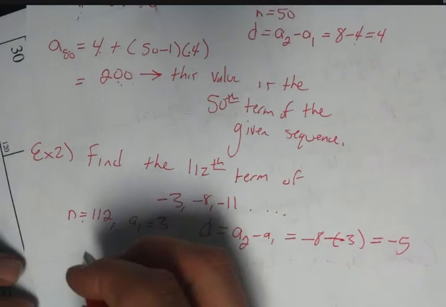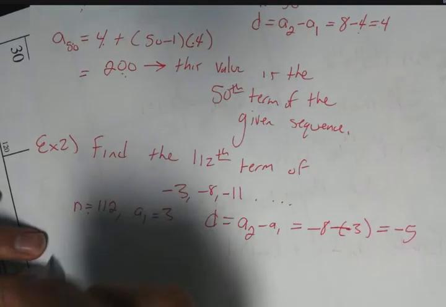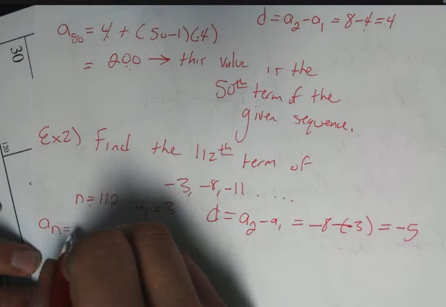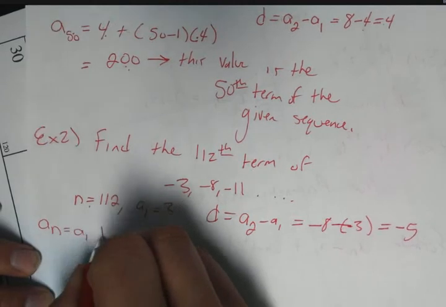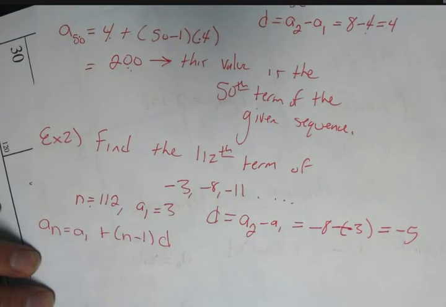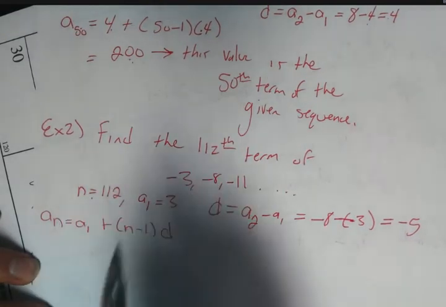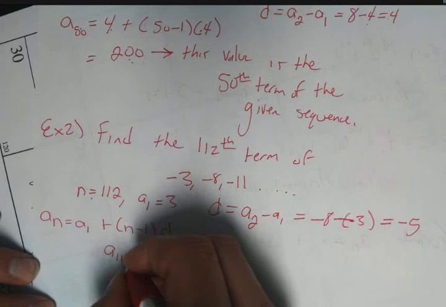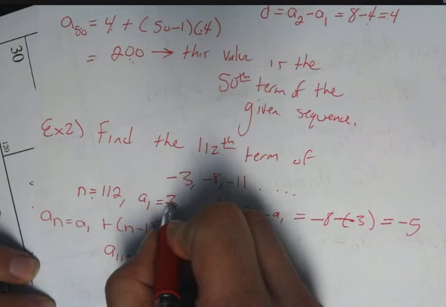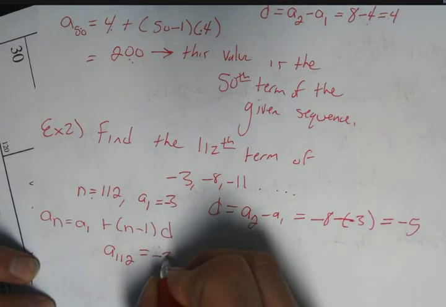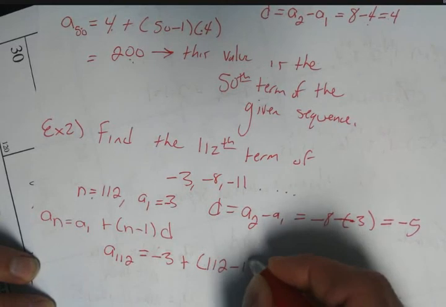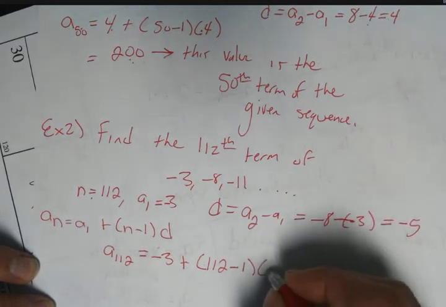So let's take our formula. I'm going to write it down here again so that we can take a look at it. It's nice to understand the formula and to know what it looks like, because if you know what it looks like, then you can fill it out easily. So a sub n, we know n is 112. So right now we are looking for the 112th term. a1 in this case, if you notice I forgot my negative there, it's -3 plus, we know n, that's 112 minus 1, and then times d, which in this case is -5.